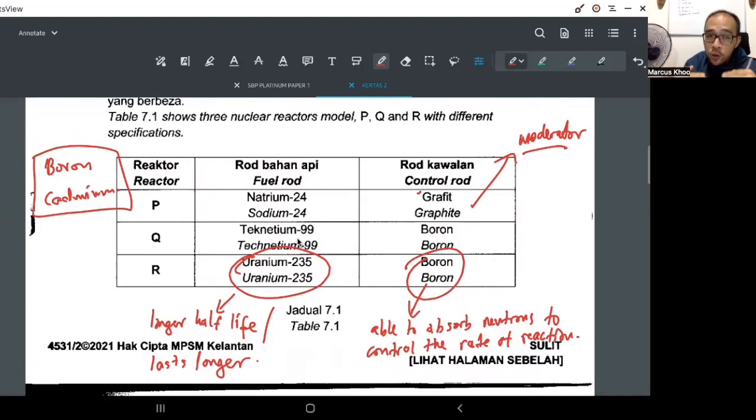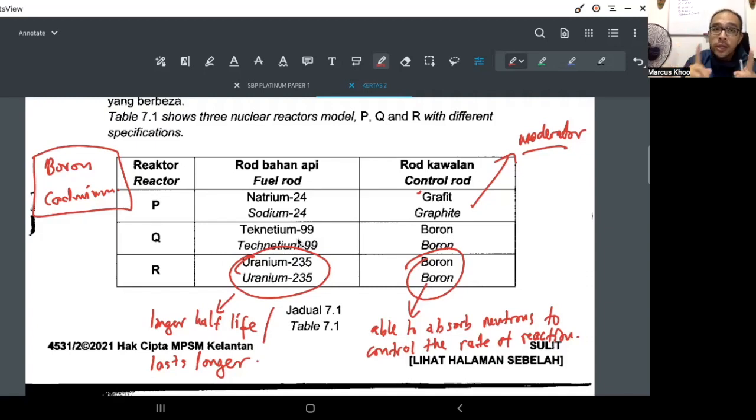So you want to slow down the neutrons. Okay, so use a moderator for that. Boron just absorbs the neutrons. So the control rod, which is either boron or cadmium, is more of mengawal bilangan neutron yang ada. Okay, manakala moderator is mengawal kelajuan neutron. Okay, it controls the speed of the neutron.